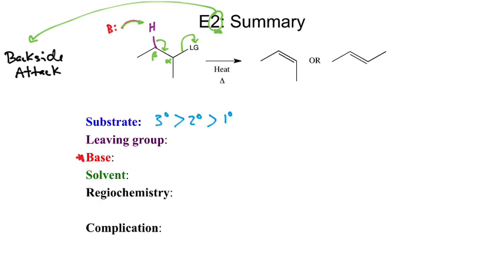The base is important, and we can use backside attack to help us out with this. Backside attack means that base has to come in and remove the hydrogen from the backside. That base needs to be as strong as humanly possible so that it can get to that hydrogen and rip it off the structure. So we're looking for strong bases. How do I know it's strong?